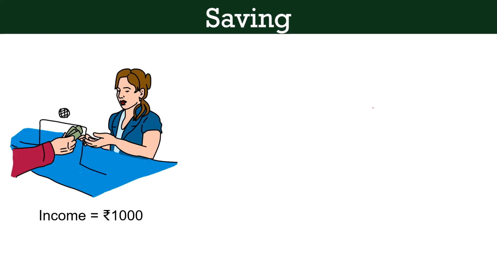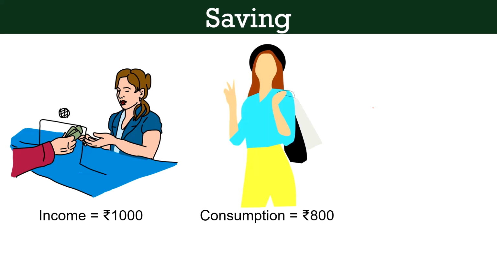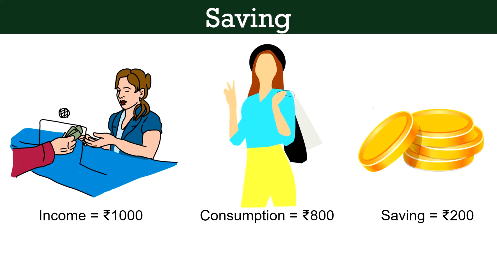In the simplest sense, saving is the remaining amount after deducting all the expenditure from income. When a person does not spend all that is earned on consumption, the money that is in excess is called savings. Suppose you have earned rupees 1000 and you have spent rupees 800 on shopping, then the remaining amount, that is rupees 200, will be your savings.